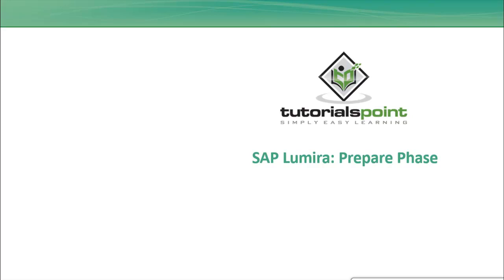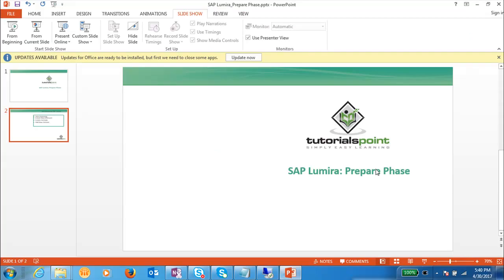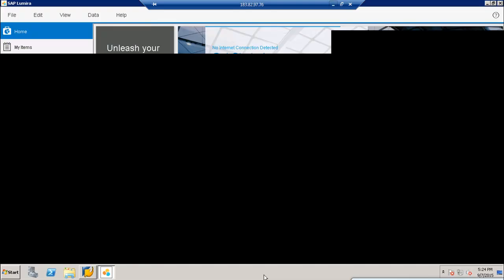In this tutorial, we will discuss the Prepare phase in SAP Lumira. So, what all things can we do in the Prepare tab? We can do data cleansing, we can create new measures, we can create formulas, and we can add a new data set if we want. So, let's see how we can do all these in the tool.